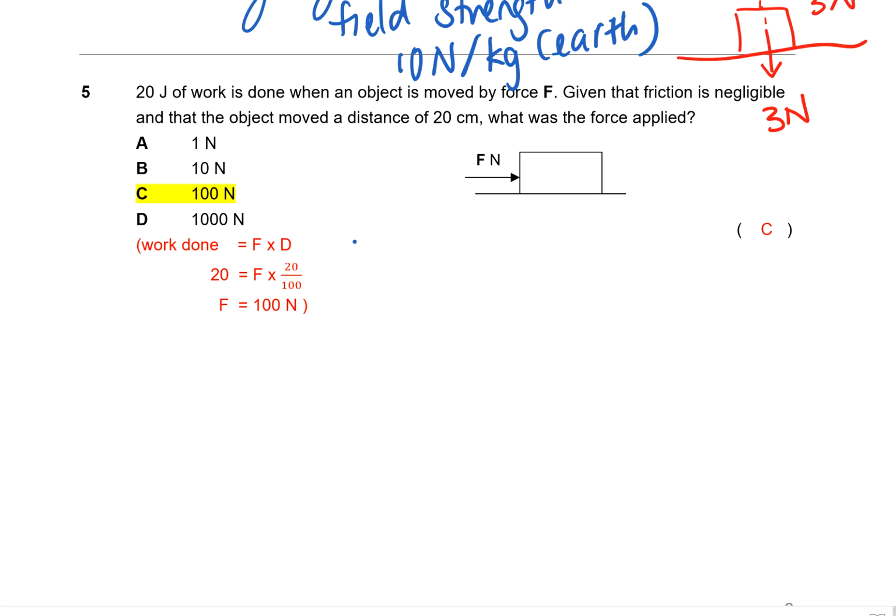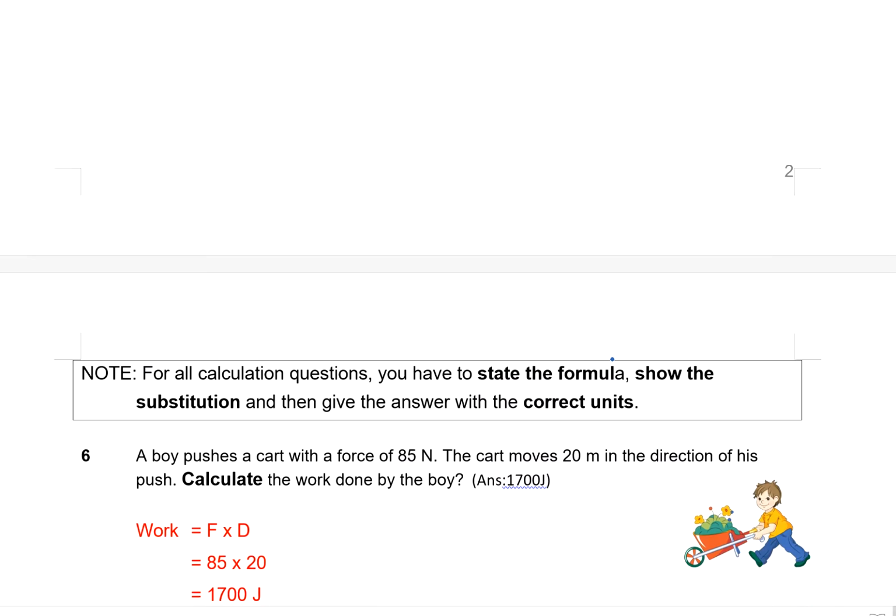Let's go on to question 5. In question 5, the work done is given. The distance is given. Again, do be very, very careful. You notice a lot of questions do not give you the unit in the correct SI unit form. So you have to be very careful and very sensitive to the units that the quantities are in. So now it's 20 centimeters. I convert it to meters. And then, I know the work done, I know the distance, I can work out the force. The answer will be C, 100 newtons.